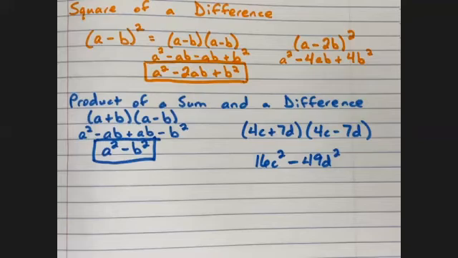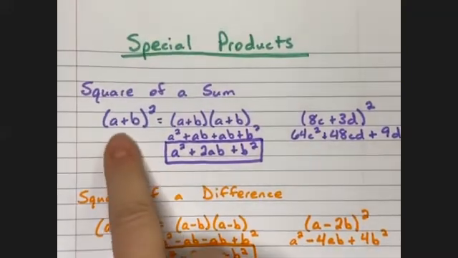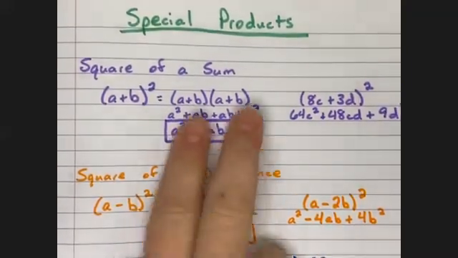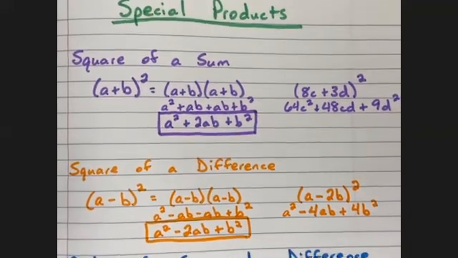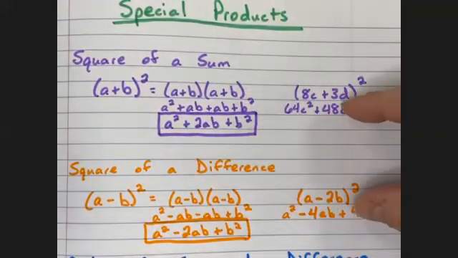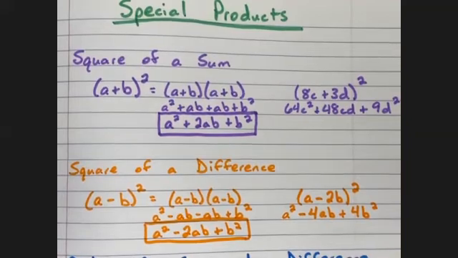But if you're like, I don't remember any of this, then that's okay. Just make sure that when it's the square of a sum or the square of a difference, you write it out before you multiply, because you're going to have to FOIL it. If you end up on these two without a middle term, you've done something wrong. So be careful with that.